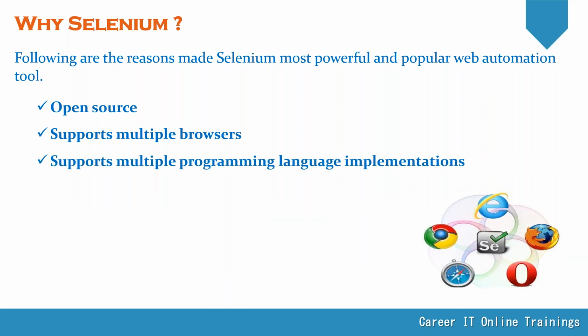Then it supports multiple programming languages. This is one of the main advantages. If you compare with QTP, QTP supports only VBScript. Protractor and Cypress only support JavaScript. Selenium supports multiple languages. You can automate your application using Java, Python, C Sharp, VBScript, JavaScript, Perl, Shell. Why do we need Java? We can discuss that also.